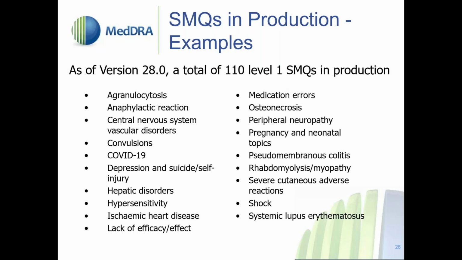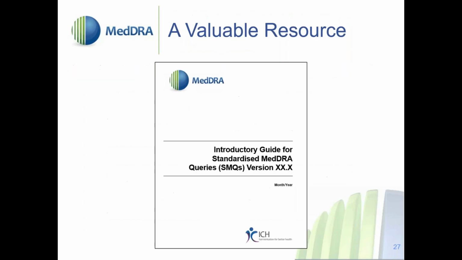You can also see the example of pregnancy among the SMQs, because you really would want to know if exposed subjects become pregnant. You see an example of lack of efficacy or lack of effect, because you would want to know if your product is not achieving the effect that it was intended for. Each of these 110 SMQs is detailed in the document that we showed you in that gray banner, the introductory guide for SMQs.